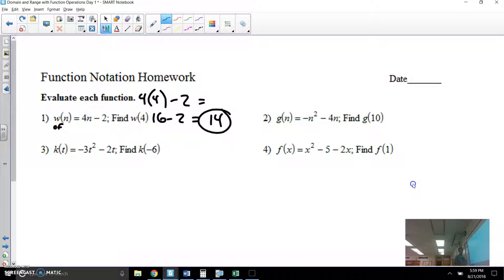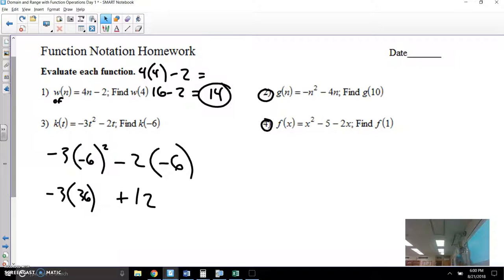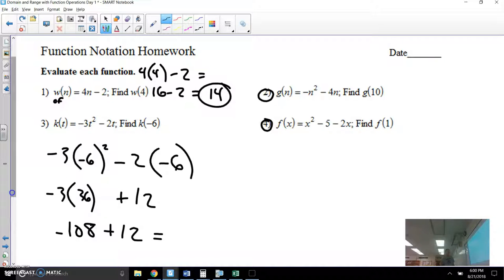This is probably the most challenging one on the page, and then you can try numbers 2 and 4. -3 times t squared minus 2t. We're going to plug in -6 to both parts. If you remember order of operations, we have to do exponents first, and that value would be 36 as a positive. These could go ahead and multiply to make 12. I still need to multiply here. So -3 times 36, I believe that's -108. Let's add 12. -108 plus 12 is -96.